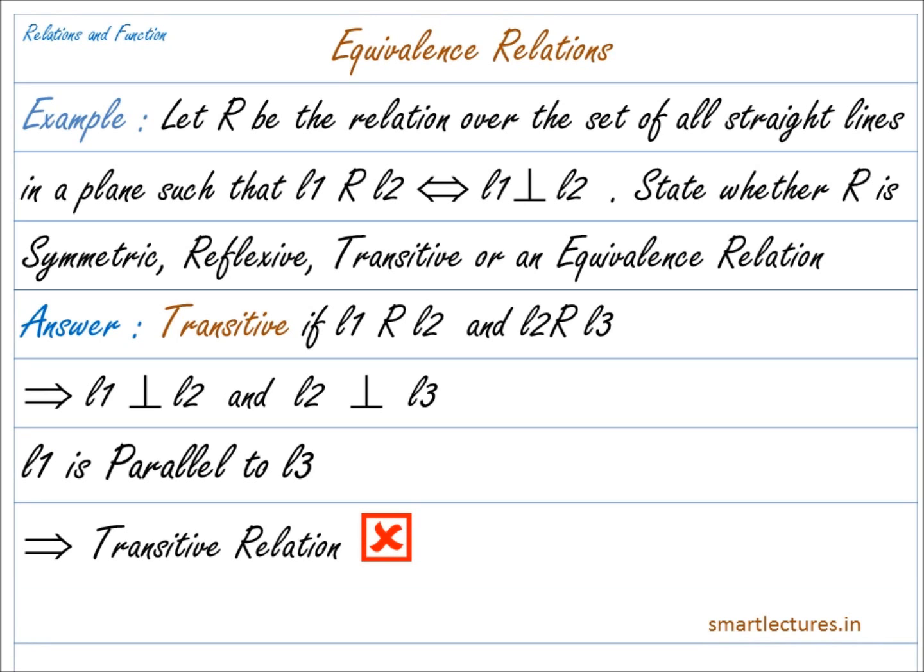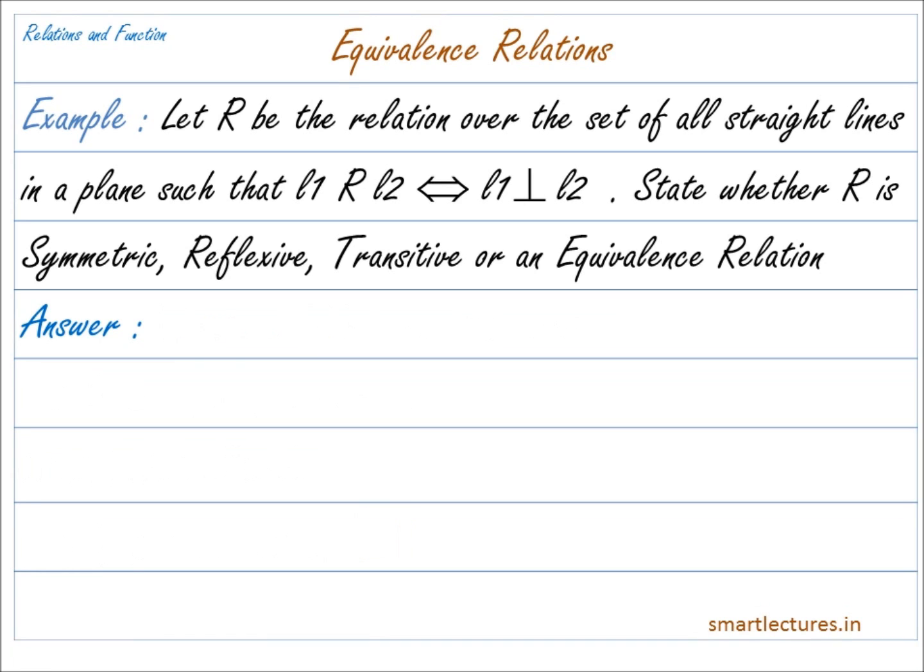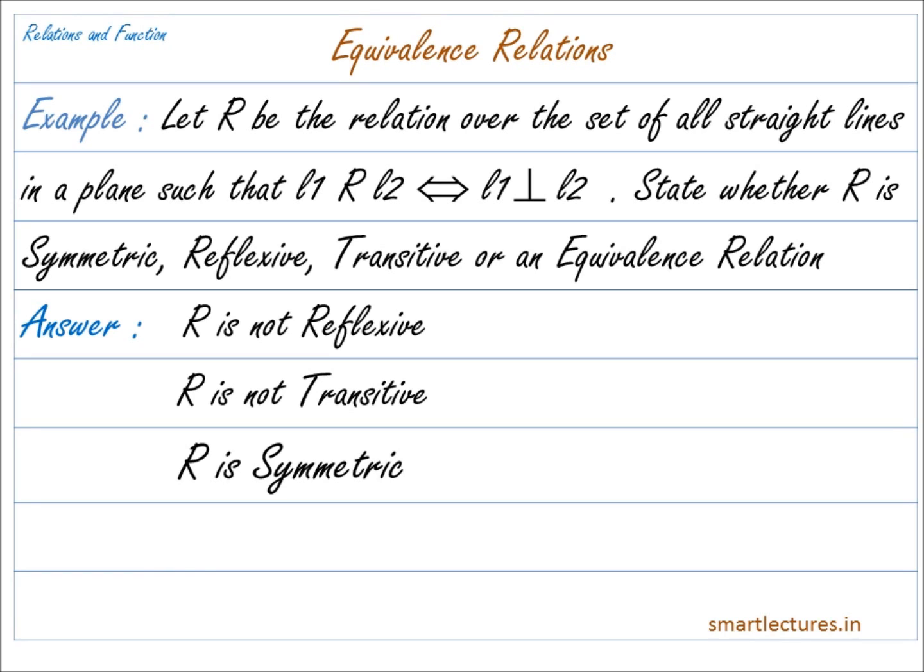Now is it an equivalence relation? For a relation to be equivalence, it should be symmetric, reflexive and transitive. But it is neither reflexive nor transitive. So this is not an equivalence relation.